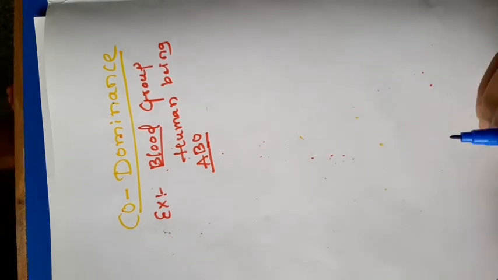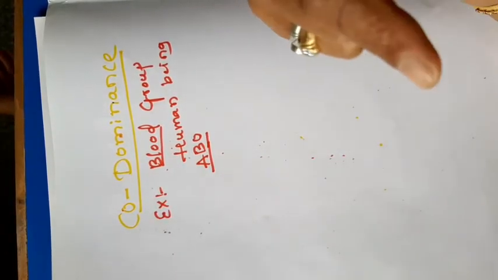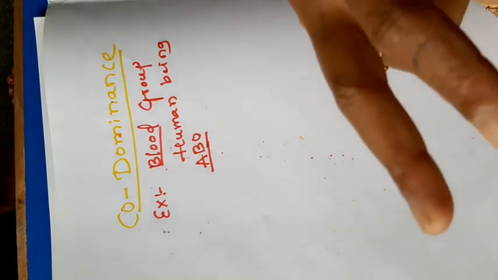In case of incomplete dominance, the F1 hybrid has an intermediate color between the dominant and the recessive gene. But in case of codominance, the dominant gene also expresses completely and the recessive gene also expresses completely. Both dominant and recessive genes are expressed completely. That's why we can see another type of blood group.